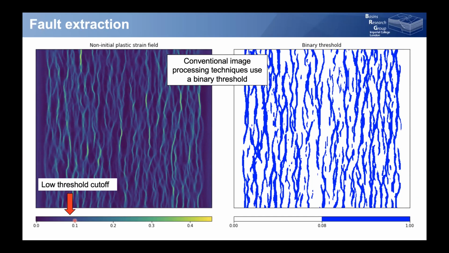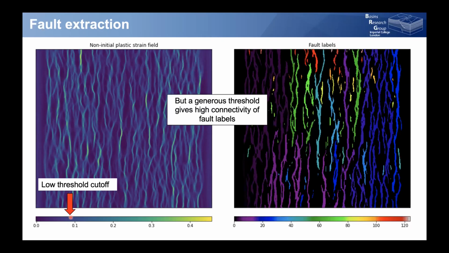And so anything that's less than this cutoff point would be assigned 0, and everything above this would be assigned 1. Then the connected regions would be labeled as independent faults. So here the different colors are different labels, and this is using scikit-image, which is a Python package.